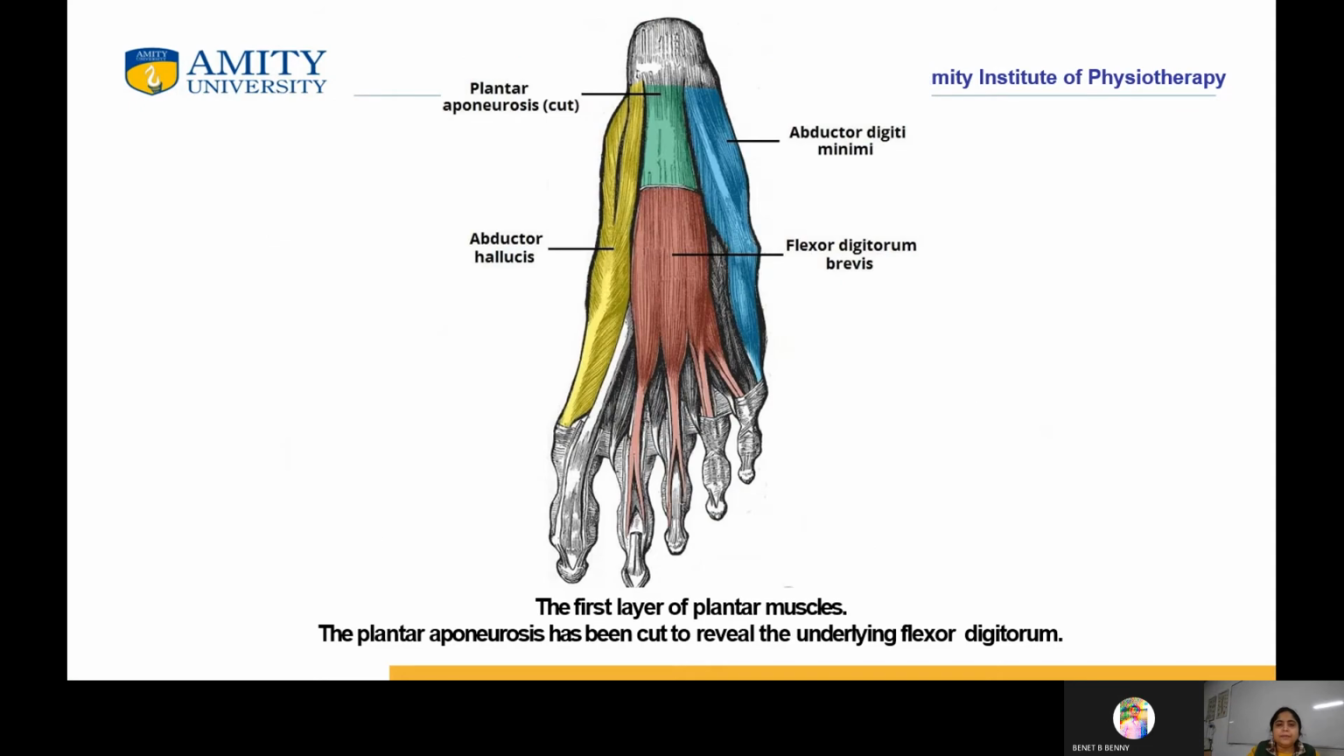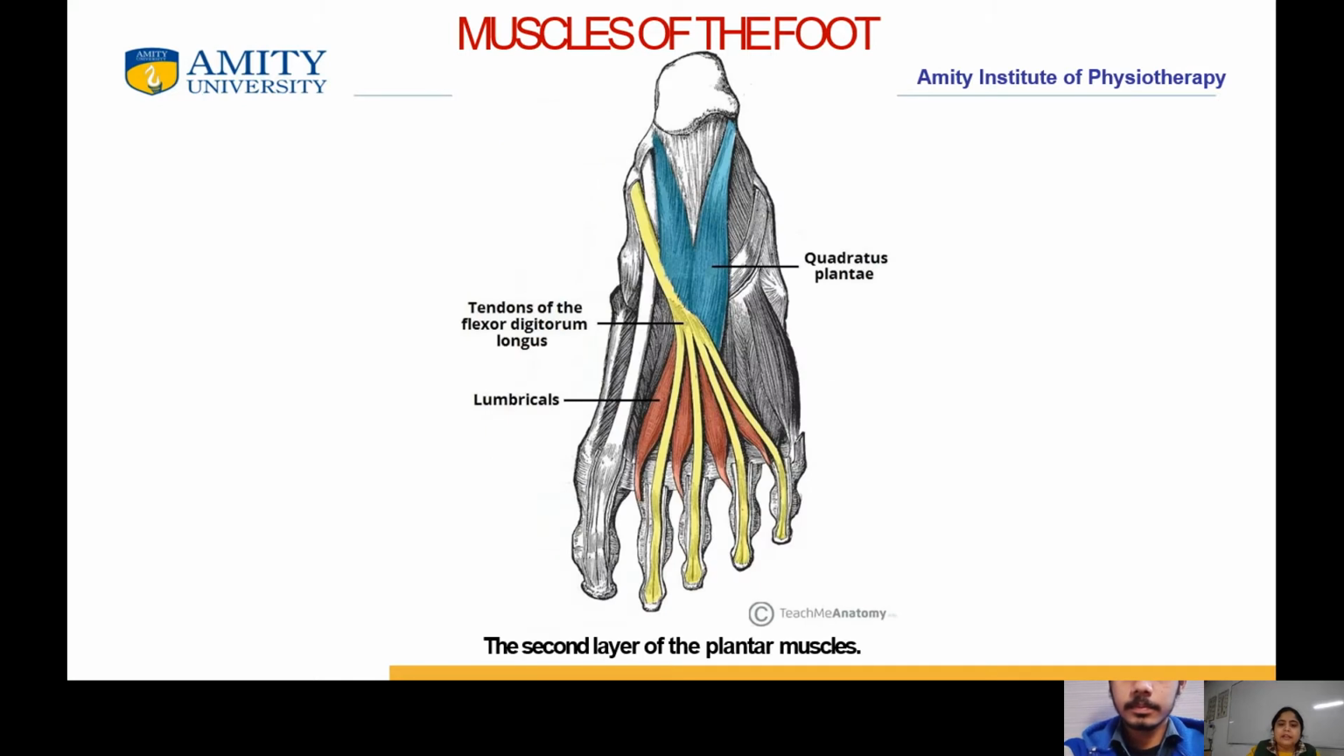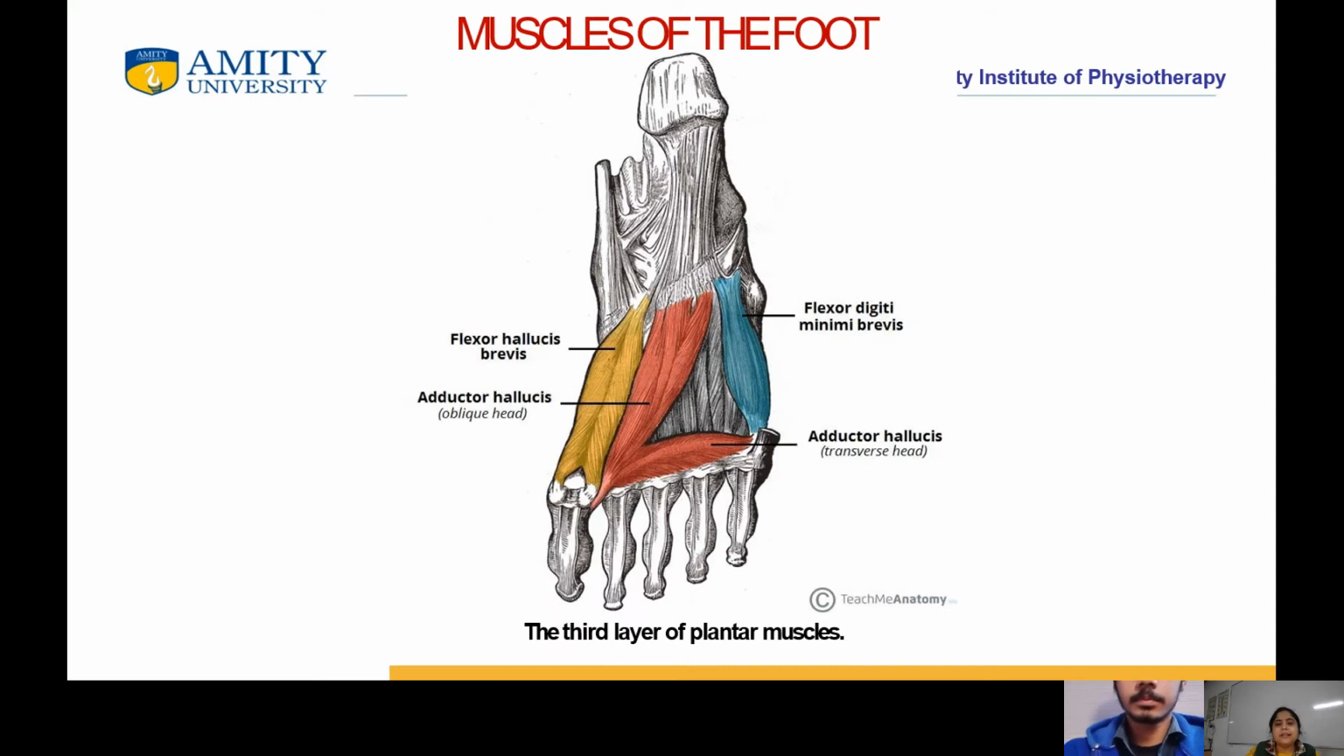So we have 3 muscles in the first layer of plantar muscles, and the plantar aponeurosis has been cut to reveal the underlying flexor digitorum. Then in layer 2, we have lumbricals, quadratus plantae and tendon of flexor digitorum longus. This is how the second layer of the plantar muscles looks. Then in the third layer, we have adductor hallucis, that is the transverse head, flexor hallucis brevis, adductor hallucis oblique head and flexor digiti minimi brevis. This is how it looks.